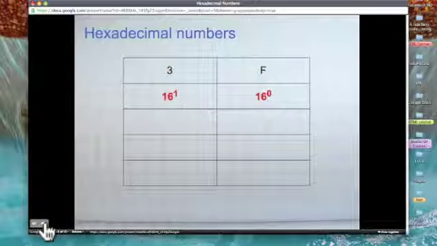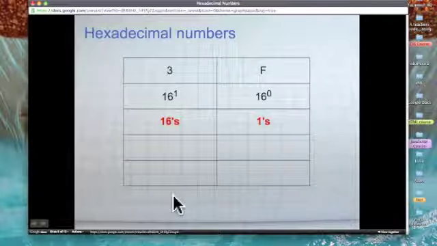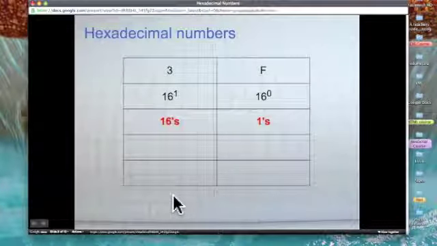Well, just like we computed the values of the places for decimal numbers in binary and octal, we do the same thing for hexadecimal. So, beginning on the right side, I have F units of 16 raised to the 0th power. On the left side of my number, I have 3 units of 16 raised to the 1st power. Any number raised to the 0th power is 1. Any number raised to the 1st power is itself.